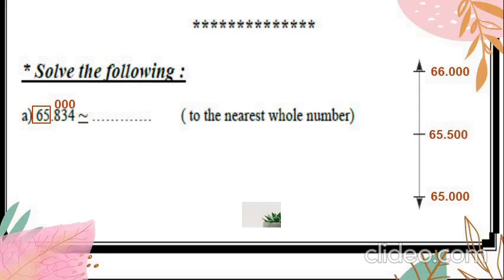I have 834, it's bigger than 500, that means the original number is up to the midpoint. When the original number is up to the midpoint, that means my answer is the greater number, which is 66. What about if the original number is down to the midpoint? If the original number is smaller than the midpoint, that means you have to take the smaller one. But here in this question, the original number is bigger than the midpoint, up to the midpoint, that means I have to take 66.